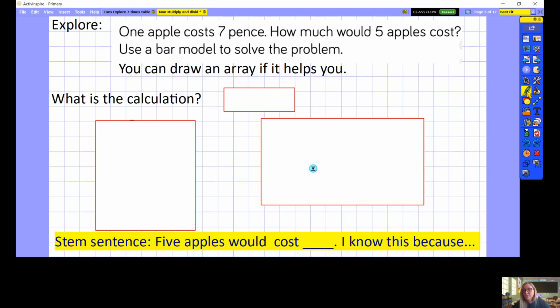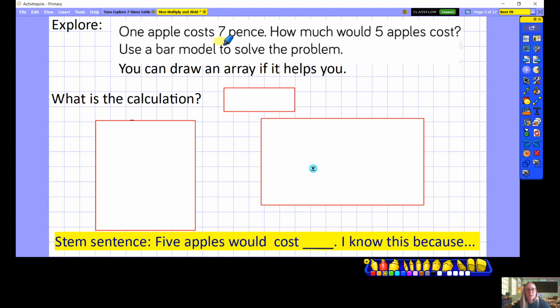Okay, so let's look at a problem solving question. So we have got, let's read the problem and work out the important information. So 1 apple costs 7 pence. How much would 5 apples cost? And then use a bar model to solve the problem. You can draw an array if it helps you.